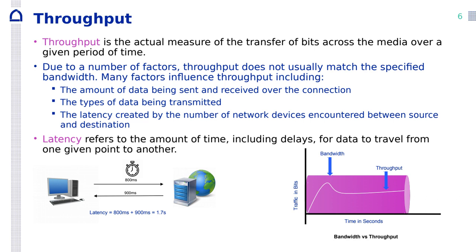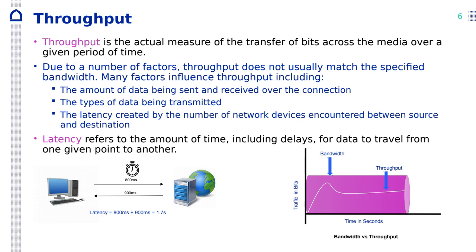The actual measure of the transfer of bits across the media over a given period of time. Now, due to a number of factors, throughput usually is not equal to bandwidth. It is smaller, because of the amount of data being sent and received over the connection, the types of data, and the latency created by the number of network devices encountered.